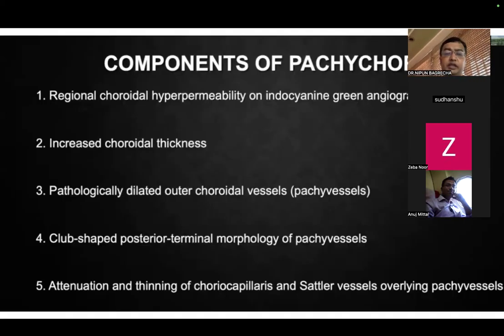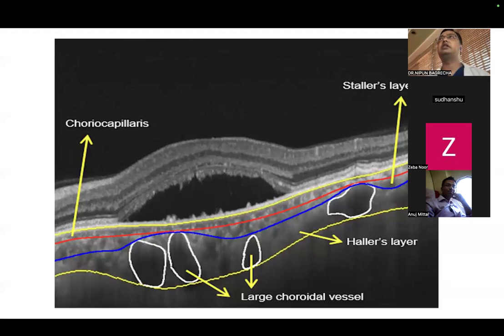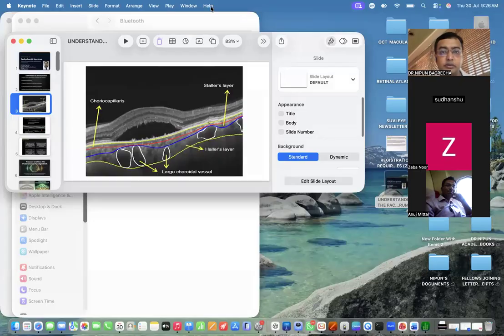So when the vessels are pachyvessels, that means the permeability of the vessels increases. When the permeability increases, it compresses the choriocapillaries and the RPE. When it compresses the choriocapillaries, there is thinning of the choriocapillaries and the Sattler layer, which causes ischemia and the accumulation of subretinal fluid. So this is the schematic diagram of the choriocapillaries and the pachyvessels.